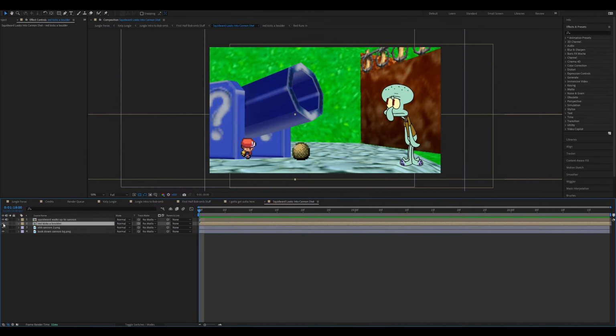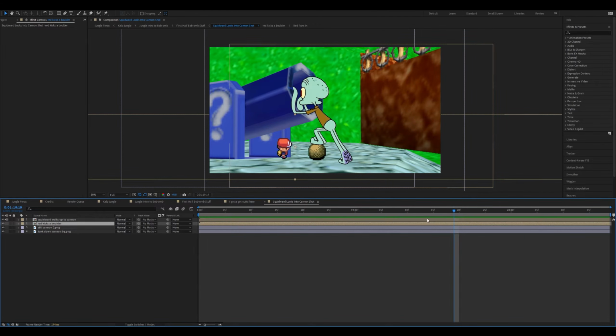When it comes to editing, you should usually think of your shots in layers, much like painting. We've got the background, the cannon, we've got Squidward, and we've got Red kicking the boulder. Each one is its own individual piece that moves independently of one another, but when sandwiched together, they look good.